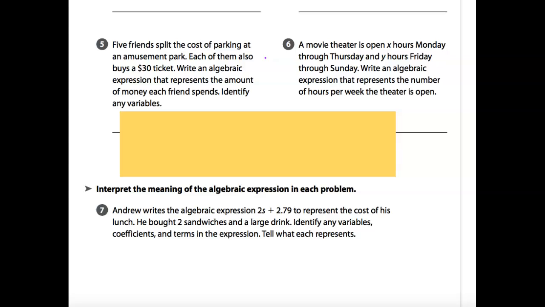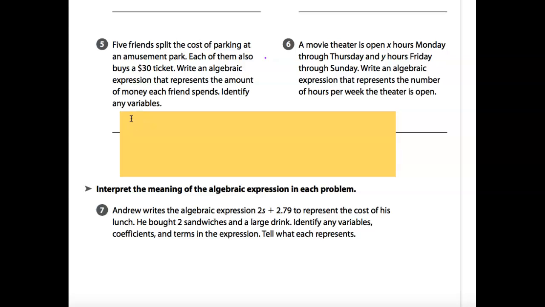All right, number 8. I'm going to use a text box on this so it'll be a little bit easier for you to see and easier for you to read what I'm saying. So this says, a teacher writes the algebraic expression 24C plus 5M plus 1999 to represent the cost of supplies she purchased for her classroom. So she bought 24 packages of colored pencils, 5 packages of markers, and a beanbag chair. Identify any variables, coefficients, and terms in the expression. Tell what each represents.